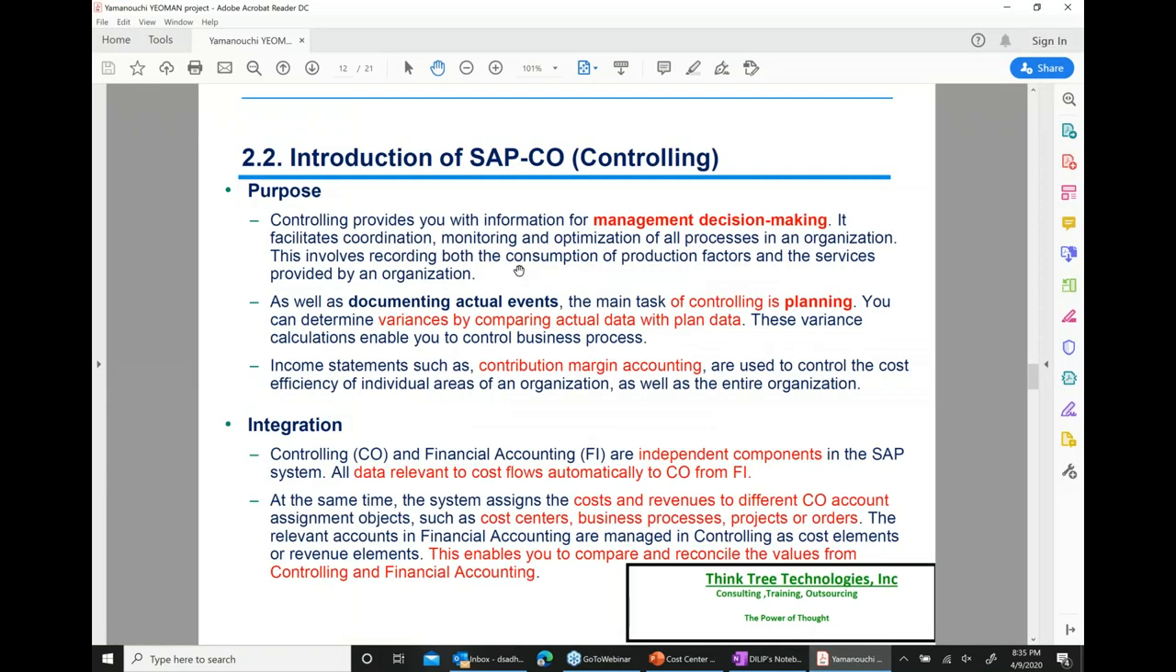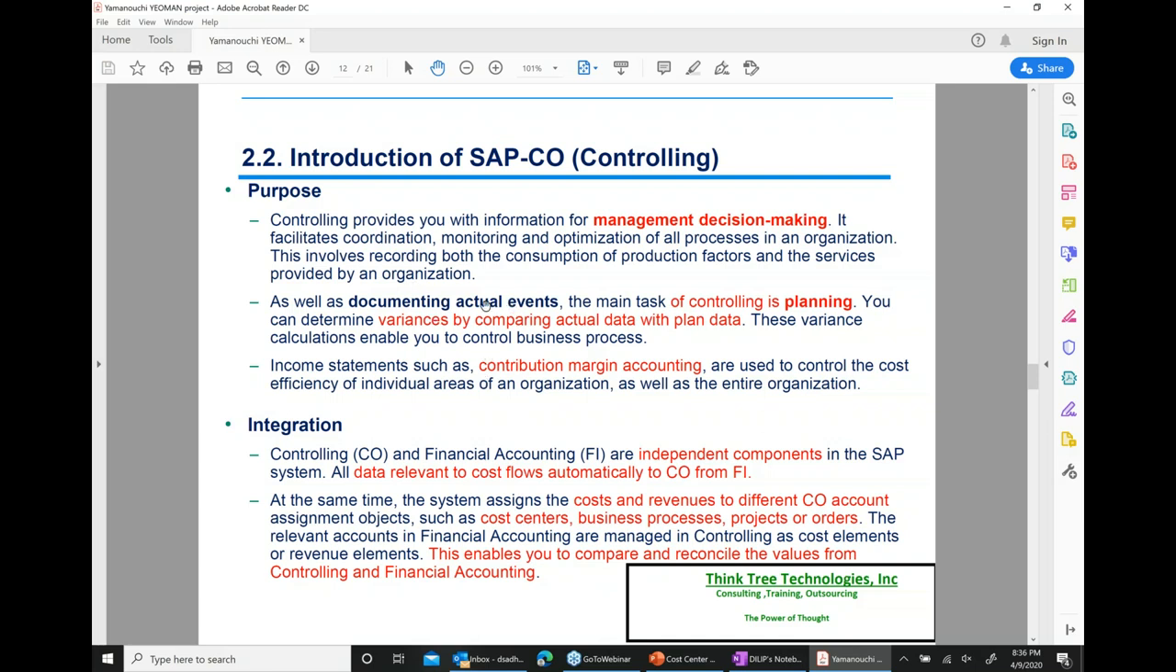That is where controlling comes into the picture, where we have something called management decision making. We find out different costs, different revenues. So see here, coordination, monitoring, optimization of all processes. Because how will you constantly monitor? So what will you do? You take a conception of the production factors. Your production, your items, your resources, your machines, your equipment, your profitability.